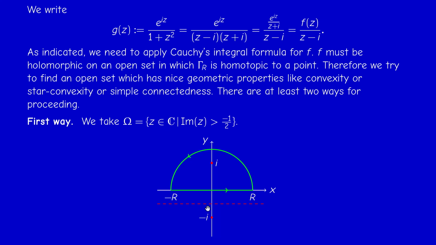This is one way. It's not the unique way actually. You can take any line you like between -1 and 0, strictly included. But for simplicity, I took the line y equals minus 1/2 that separates the loop from minus i. Now omega is the upper half plane above the dashed line in red. And this is convex, it's a half plane. And f is holomorphic on omega. If omega is convex, then in particular, it's simply connected. So any loop, not this one in particular, any loop is homotopic to a point. This is one way of proceeding.